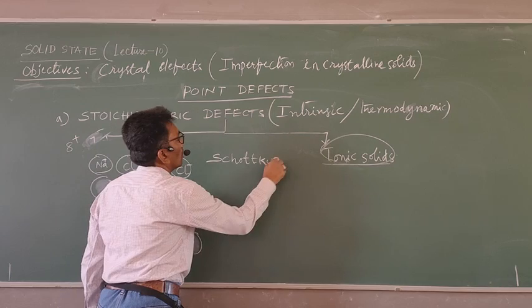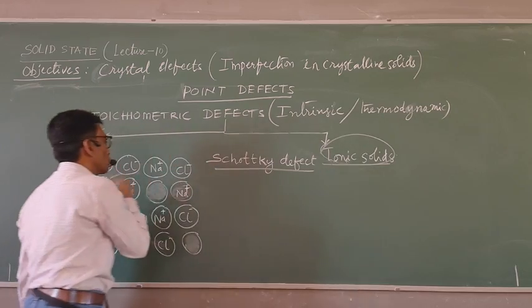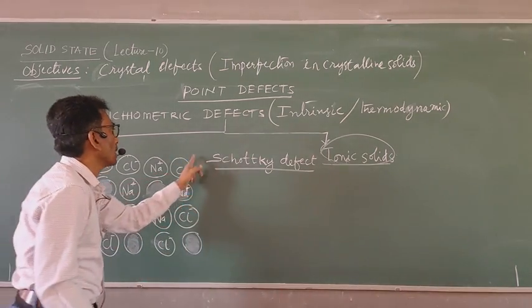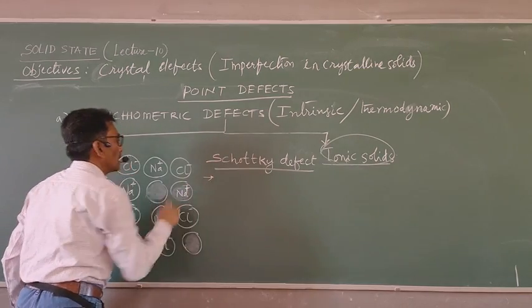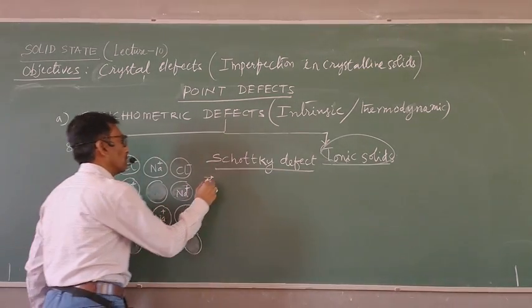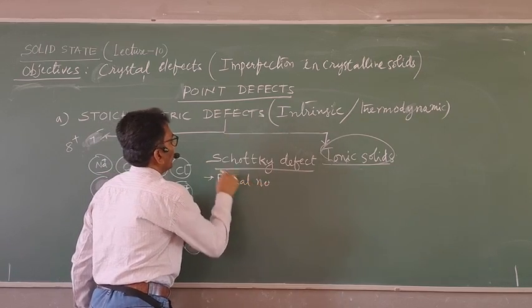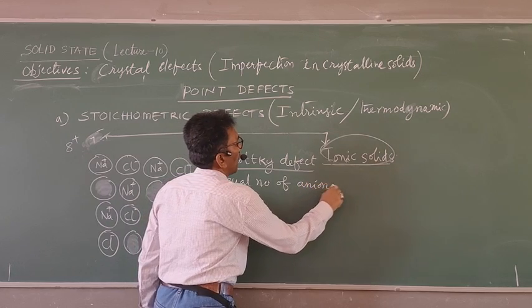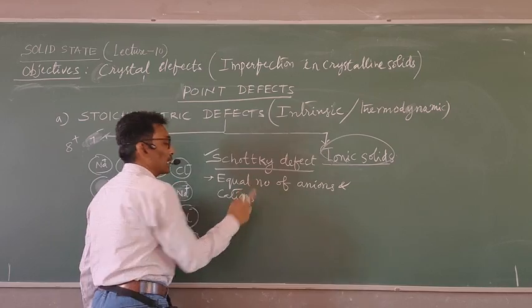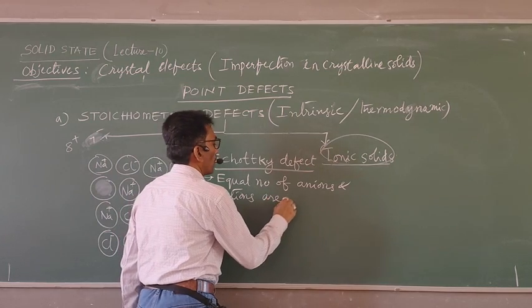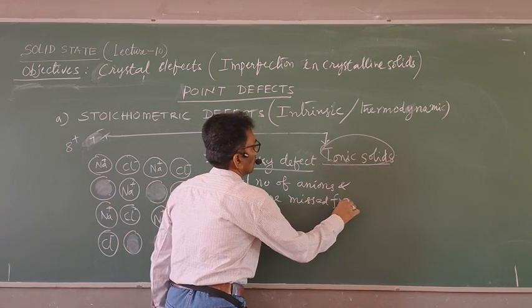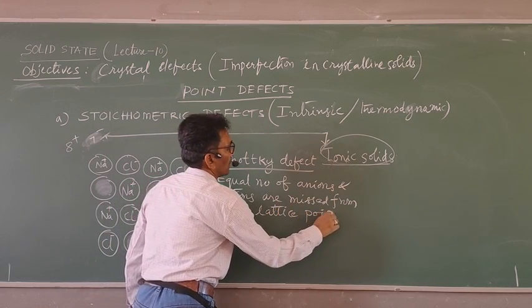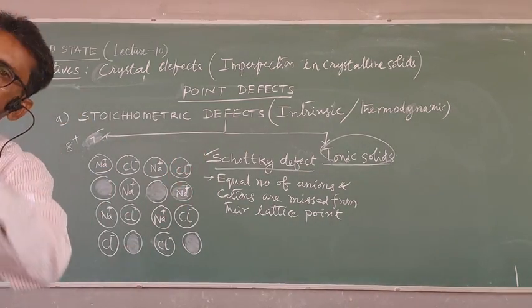Schottky defect. This is very similar to the vacancy defect in covalent solids. In covalent solids it is called vacancy defect. In ionic solids it is named Schottky defect. What happened to density? Before density, how do we define it? You are going to define in the examination: Schottky defect is when an equal number of anions and cations are completely missed from their lattice points. Such a defect is named Schottky defect, observed in ionic solids.